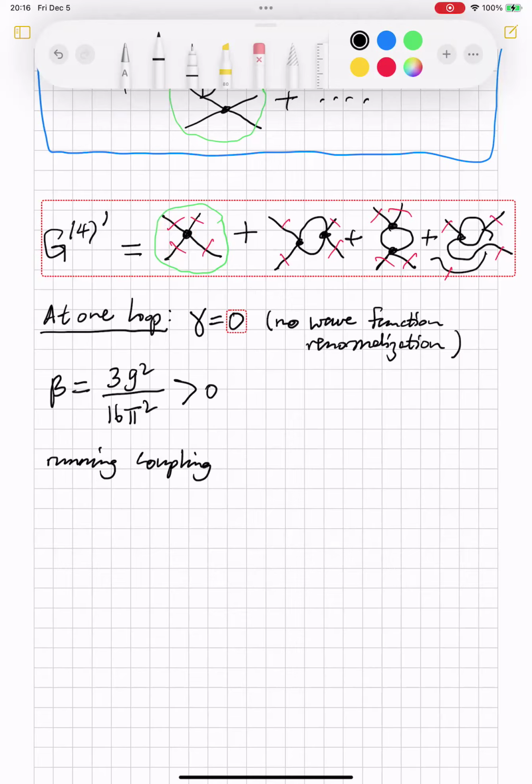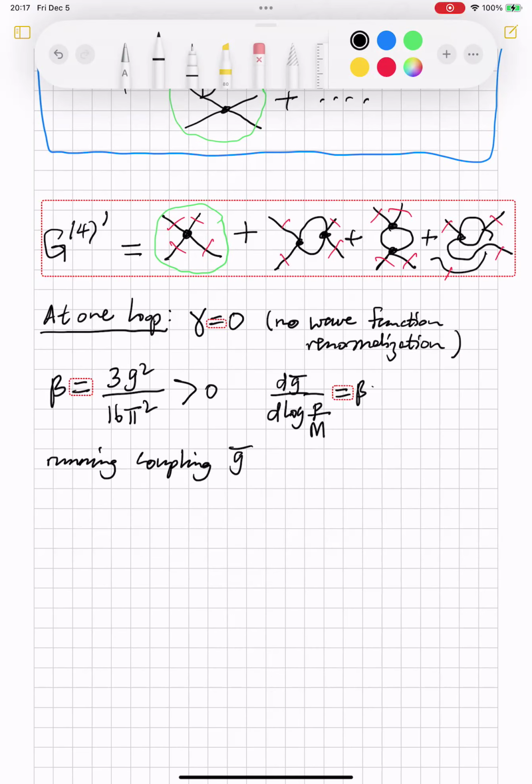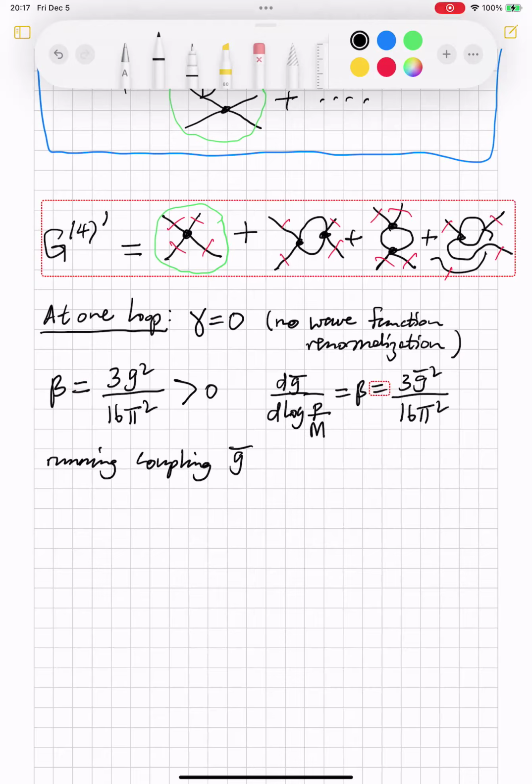And the equation that we solved was dg bar d log p over m. So what is this equal to? Well, this is equal to the beta function, which is 3 g bar squared over 16 pi squared. And then we can imagine that this change over here in the coupling is because of dependence on m. So in that case, we can write this as, so this is just some simple calculus, dg bar dm.